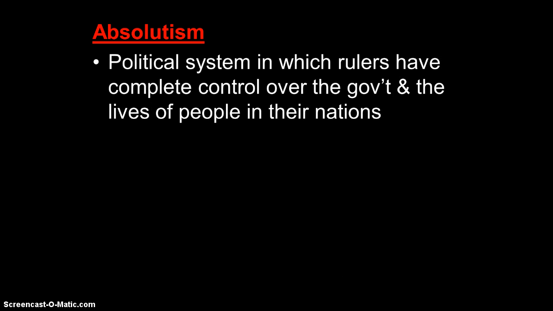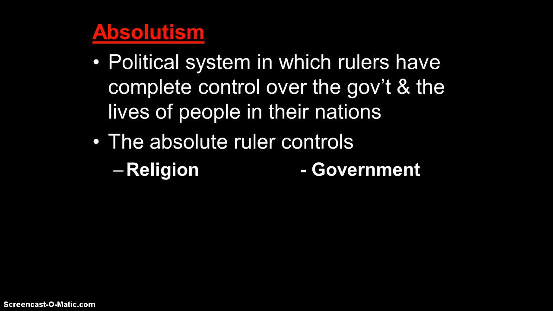So, absolutism, by definition, is a political system in which rulers have complete control over the government and the lives of their people and their nations. That's your textbook definition. Basically, that means an absolute monarch has power over everything and everyone. Now, if you say everything and everyone without giving specifics, we all know that that's going to give you a 0, 1, or 2 on the AP exam. So you need to be specific. What types of things do they have control over?